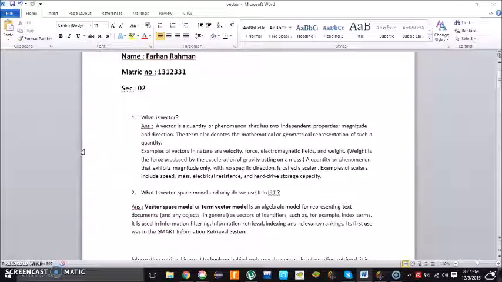Weight is the force produced by an acceleration of gravity acting on a mass. A quantity or phenomenon that exhibits magnitude only, with no specific direction, is called a scalar. Examples of scalars include speed, mass, electrical resistance, and hard drive storage capacity.